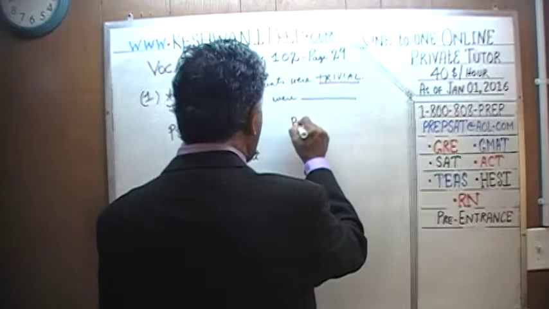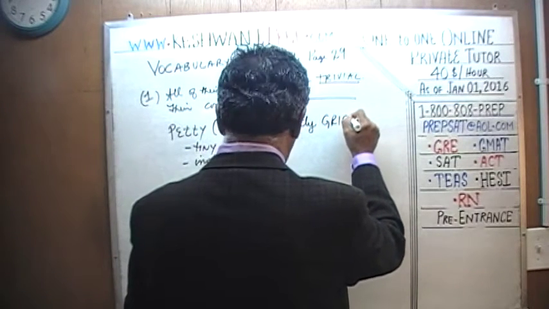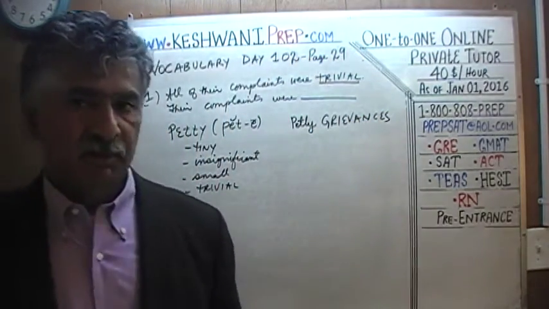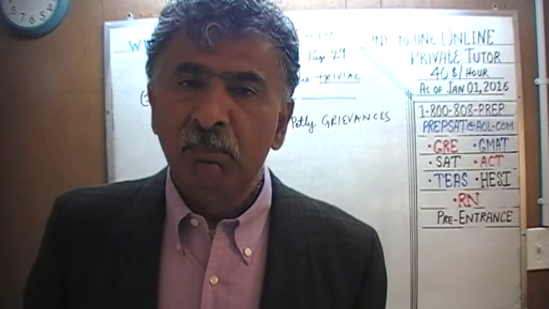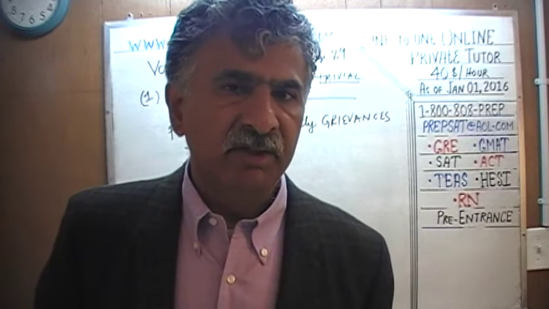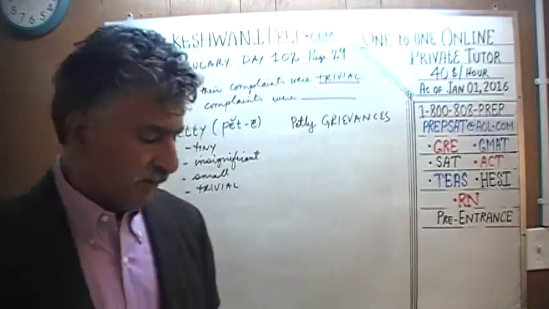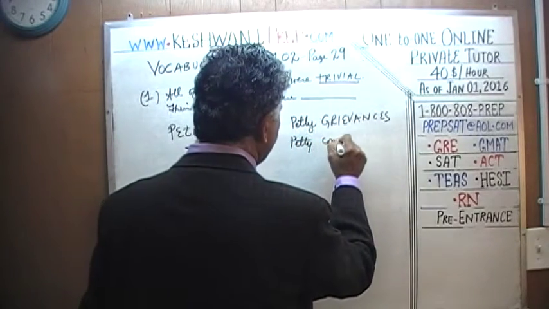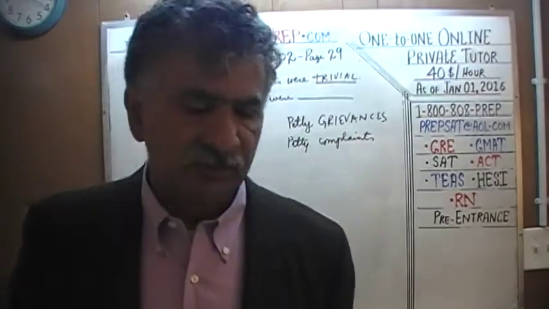One might talk about petty grievances. You have a grievance, you want to complain about something, you're not happy about something, but the other person views these grievances of yours as petty, as childish, trivial, minor, insignificant. They're not serious grievances. One might talk about, as we said here, petty complaints. That means you complain about small stuff, tiny stuff, insignificant stuff.